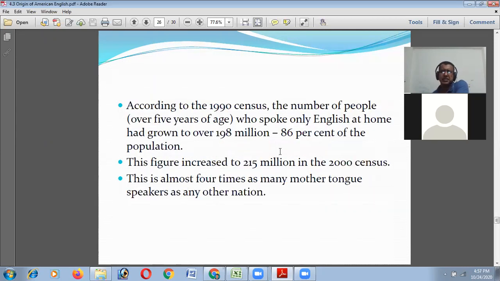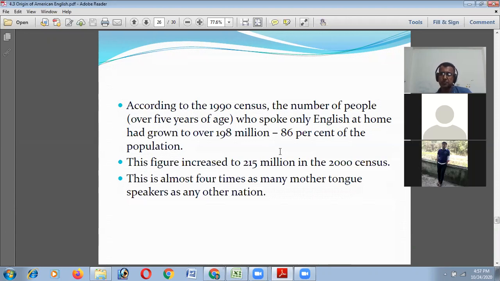According to the 1990 census, the number of people over 5 years of age who spoke only English at home had grown to over 198 million. That means 86% of the population. So in 1990, we see the scenario that 86% of people in America use English as their first language.